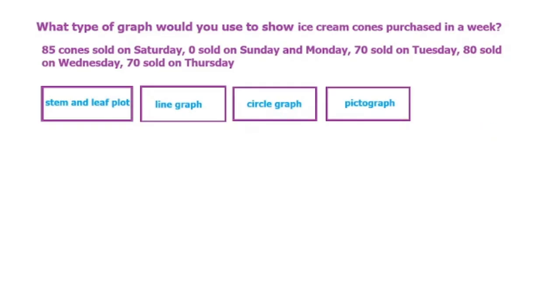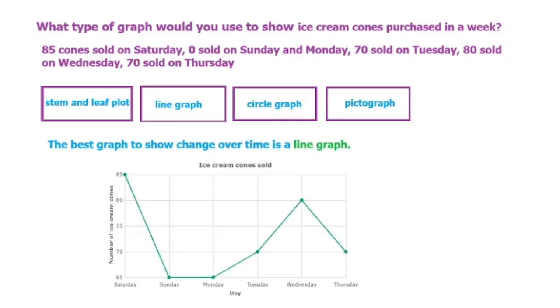So the best graph to show change over time is a line graph. So the best way to show this data is a line graph, because it shows change over time, right? So we're going from Saturday to Thursday and we have to see how many cones were sold on each day. So this is how it would look if you graphed it. It's not asking you to graph it, but this is how it would look.